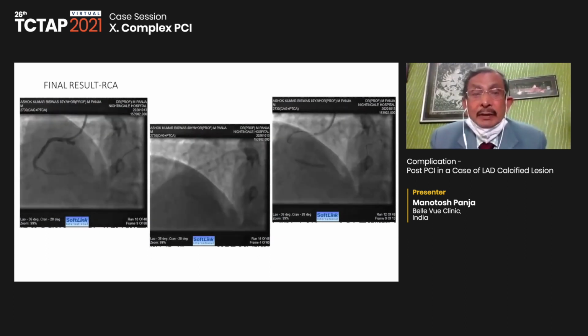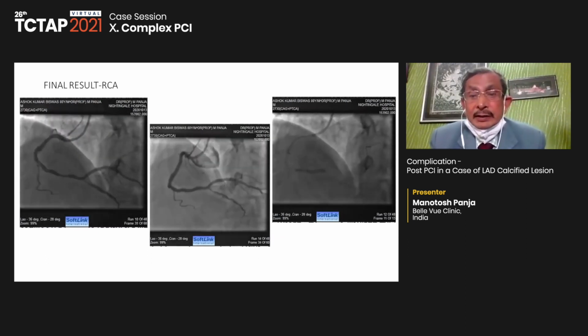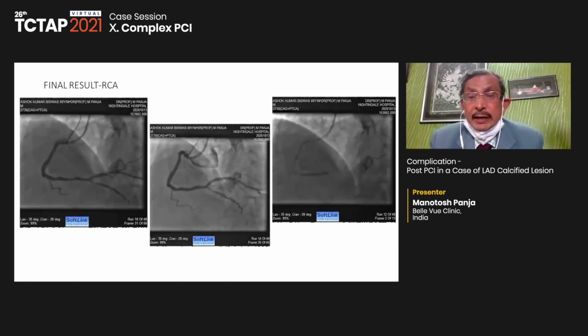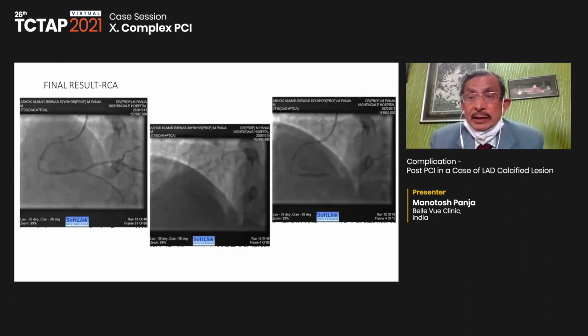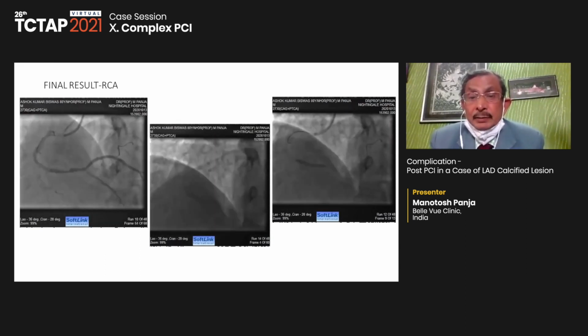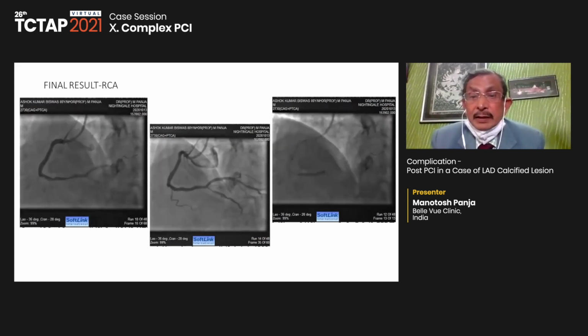And after repeated dilatation, the stent was placed, an Onyx, distal to the RCA before the bifurcation. I gave a balloon on the PDA, no stent in the PDA. So the result on the right side was acceptable.